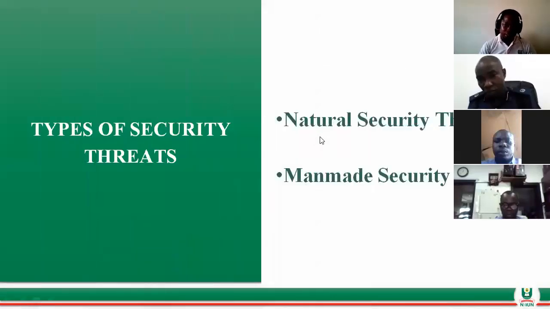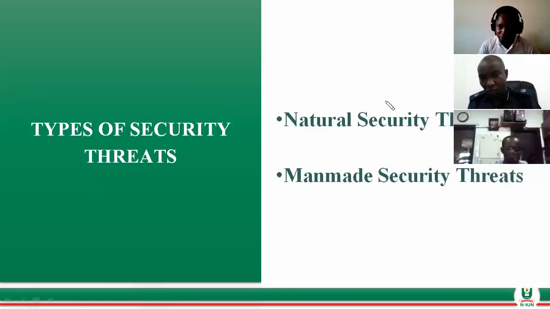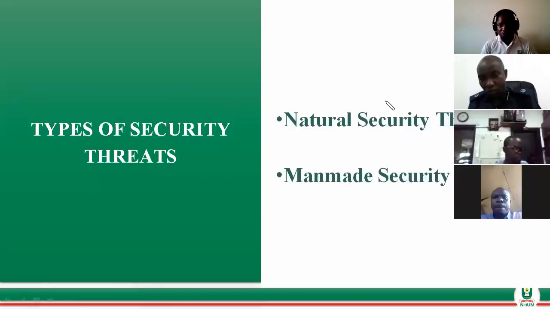Now, let's look at the types of security threats. We had already scratched towards this direction. There are two types of security threats: natural security threats and man-made security threats. Okay. Now, as students of criminology and security studies, you should be exposed to different terminologies. You should not just stick to the term natural security threat. Where you have natural here, you can at the same time say non-human.